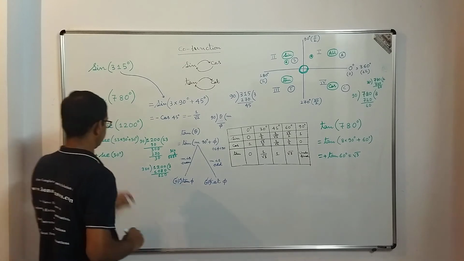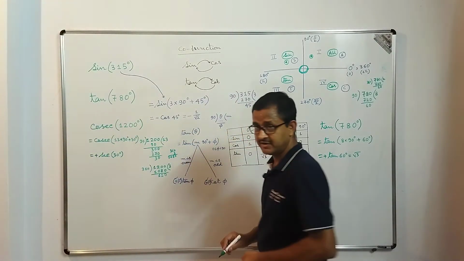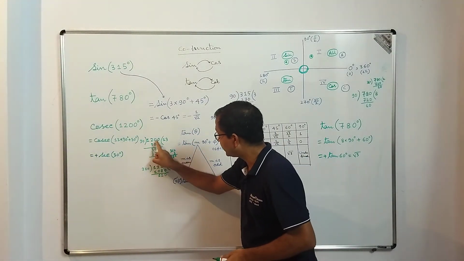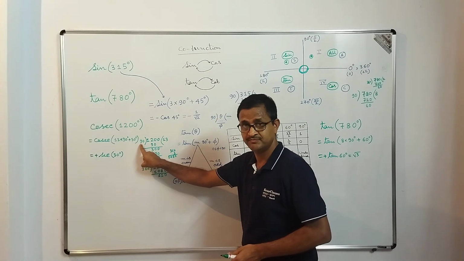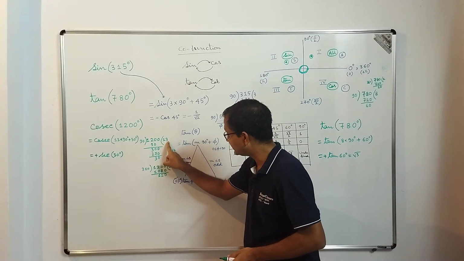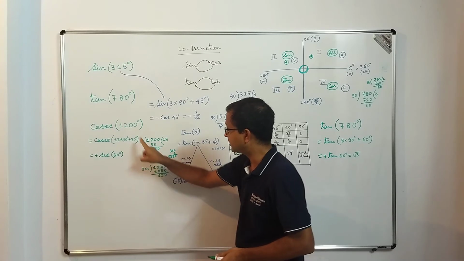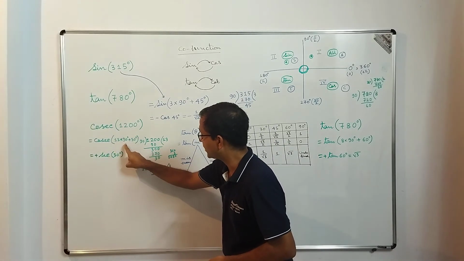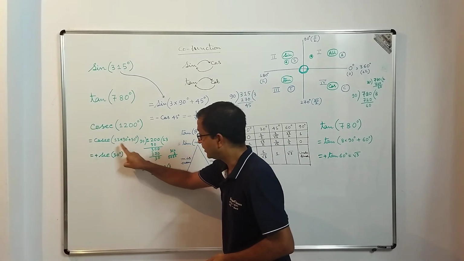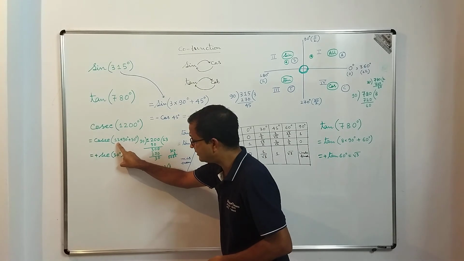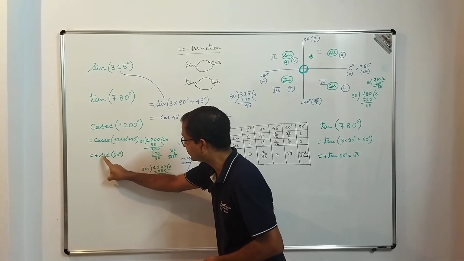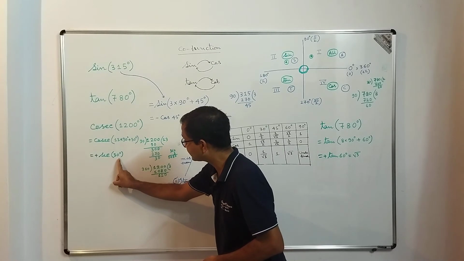I repeat once more. Cosec 1200 degrees. The first step is that we divide 1200 by 90. Then we get quotient 13 and remainder 30. So that is cosec of 13 into 90 degrees plus 30 degrees. Now 13 is odd, hence we take the cofunction of cosec, that is sec. It should be sec 30 degrees.